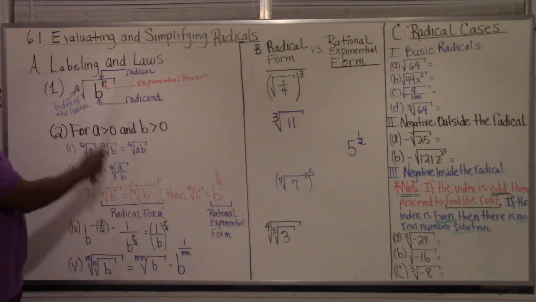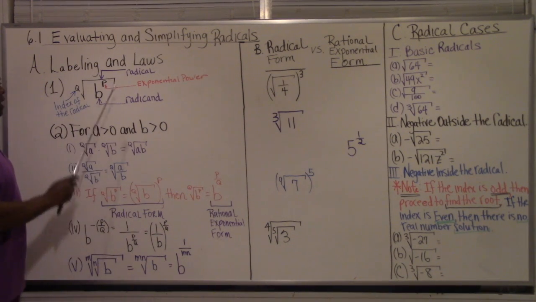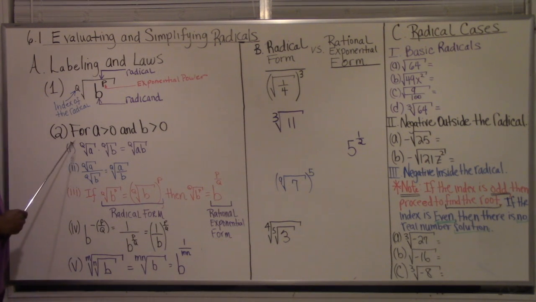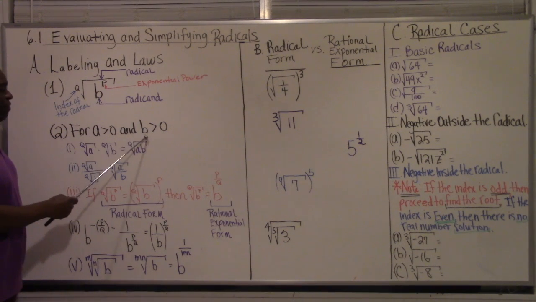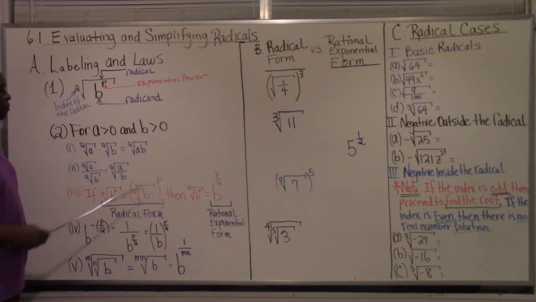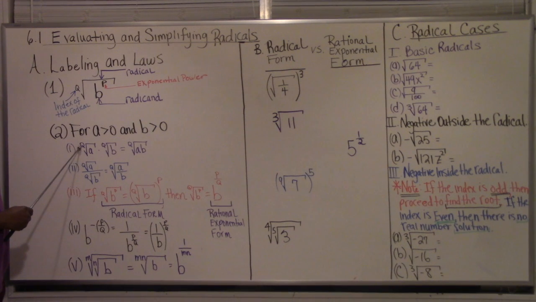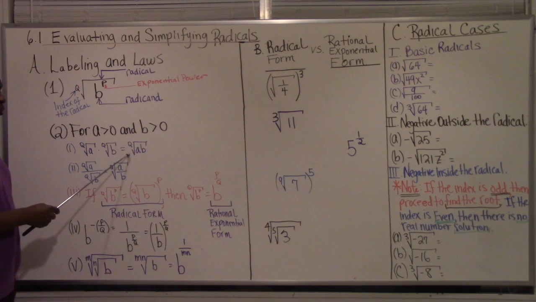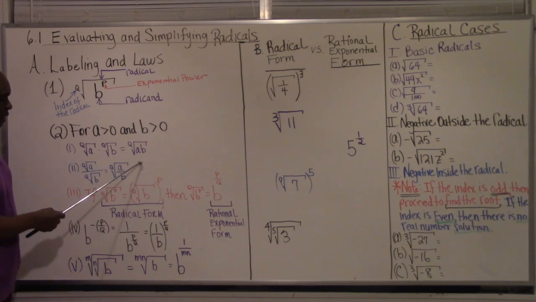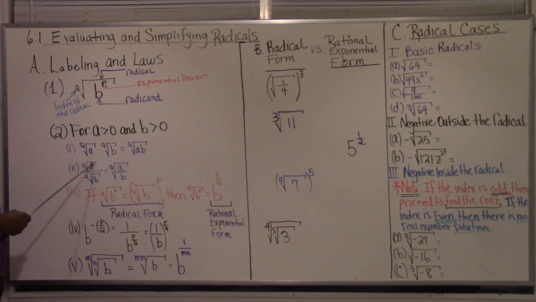Anyway. All right, so these are all the parts. And now we talk about the laws of radicals. For every a value, it's a real number greater than zero, and for every b value, a real number greater than zero, the qth root of a times the qth root of b equals the qth root of the product a times b. The qth root of a divided by the qth root of b equals the qth root of the quotient of a divided by b.